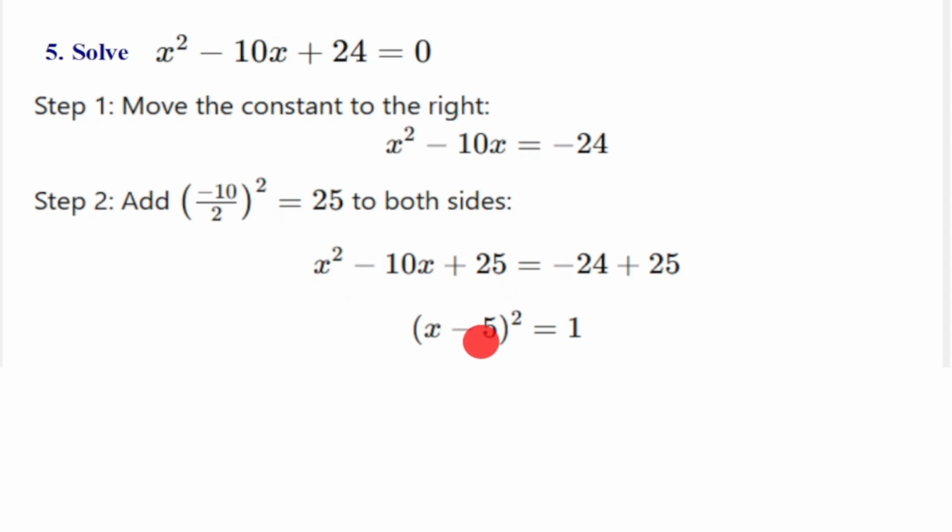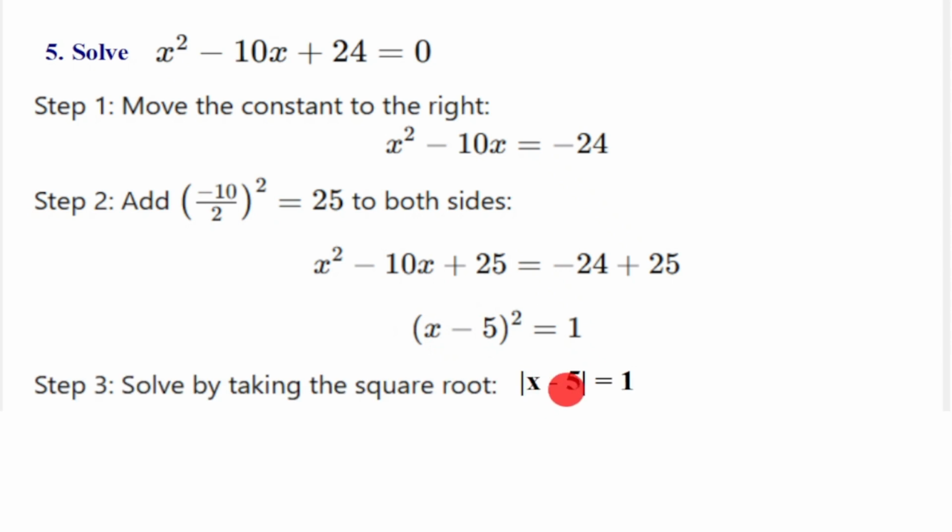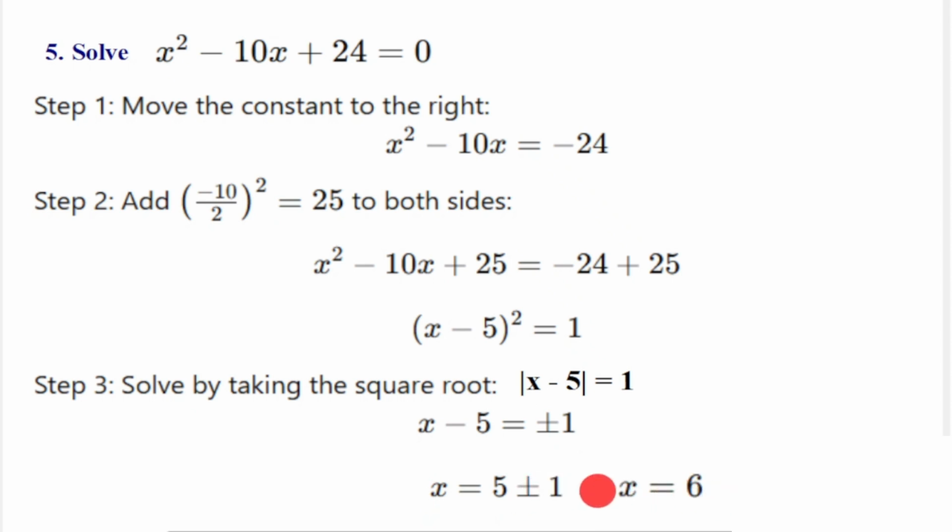We get (x − 5)². −24 + 25 is 1. Take the square root on both sides. The square root of (x − 5)² is the absolute value of x − 5, equal to the square root of 1, which is 1. So x − 5 = ±1. The values of x are 5 ± 1. When we add, x = 6. And when we subtract, we get x = 4.